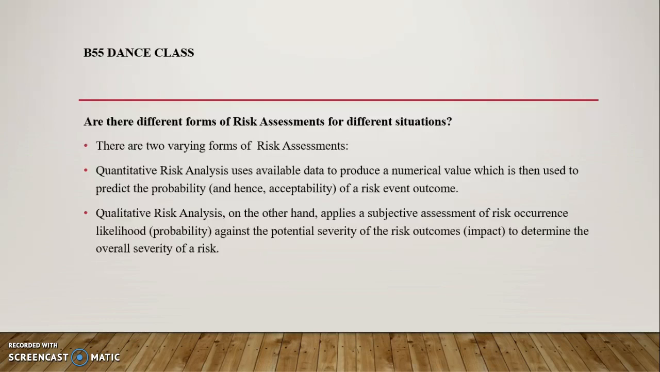Are there different forms of risk assessments for different situations? Yes, there are. There are two varying forms of risk assessments. The first is quantitative risk analysis, which uses available data to produce a numerical value which is then used to predict the probability and hence acceptability of a risk event outcome. Secondly, qualitative risk analysis, on the other hand, applies a subjective assessment of risk occurrence or likelihood against the potential severity of the risk outcomes or impact to determine the overall severity of a risk.